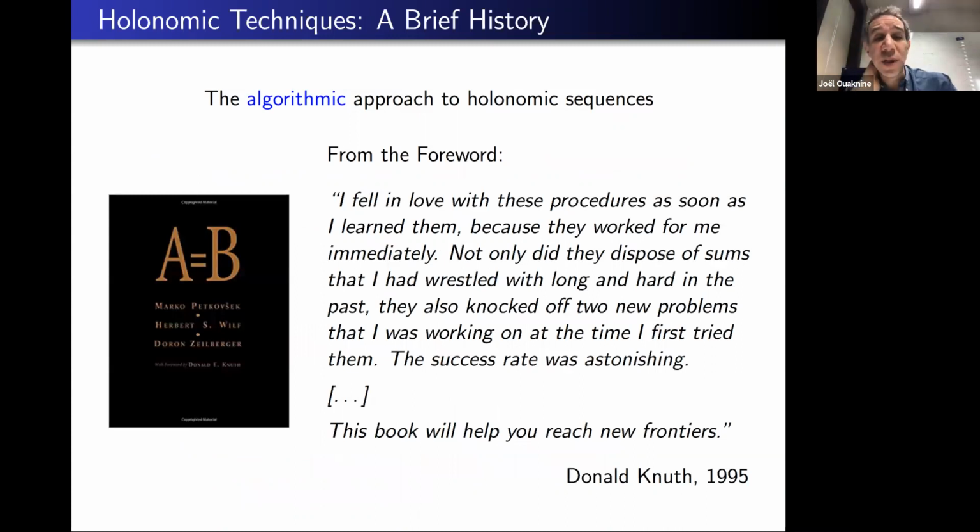And 5 years later, he wrote this book, A=B, with two co-authors, Petkovsek and Wilf. And Don Knuth wrote the foreword. This book, by the way, focuses only on hypergeometric identities, so not even the full holonomic shebang, but already it's extremely useful.